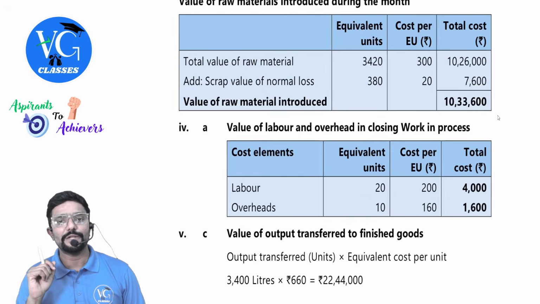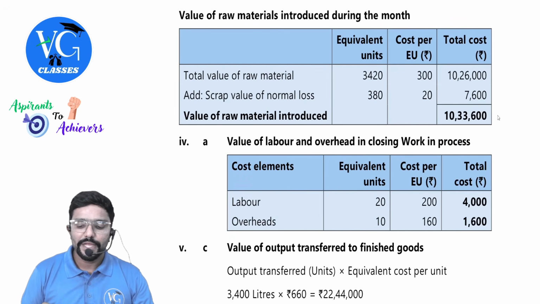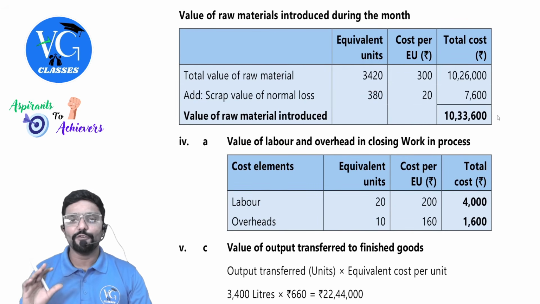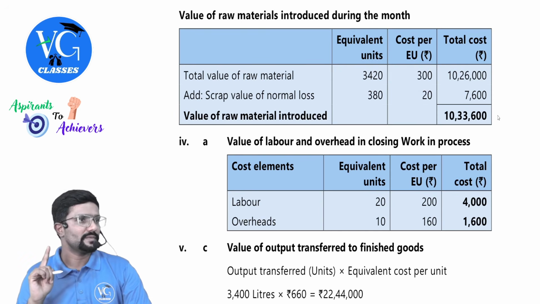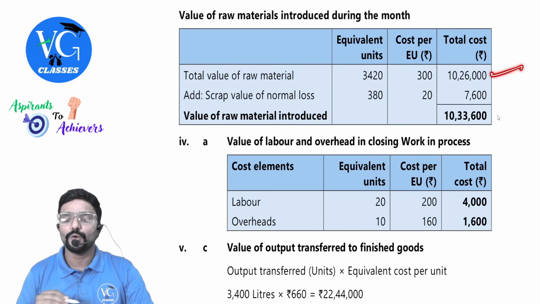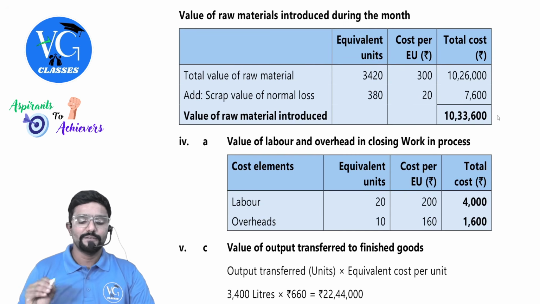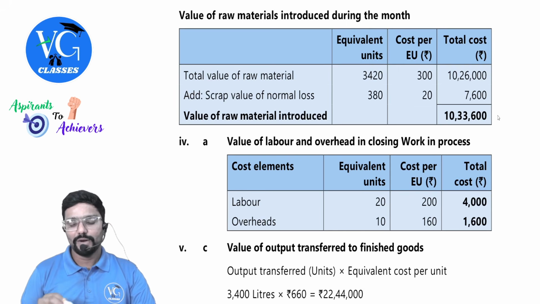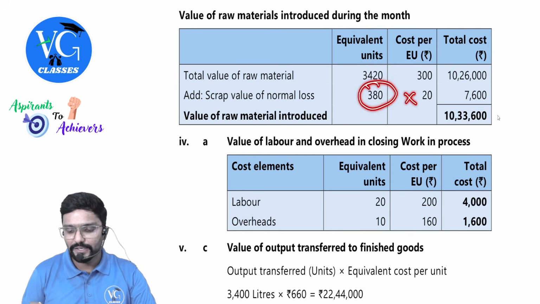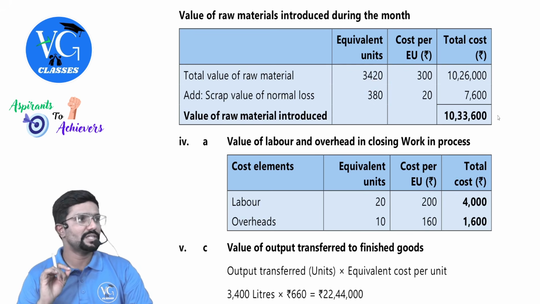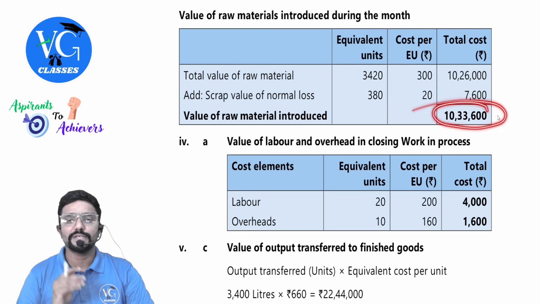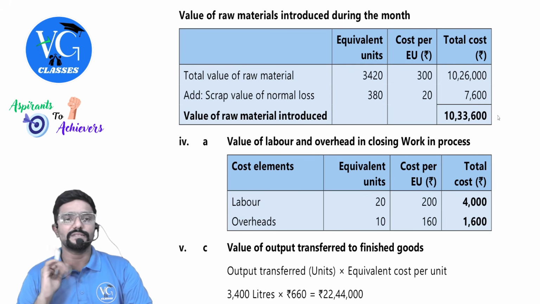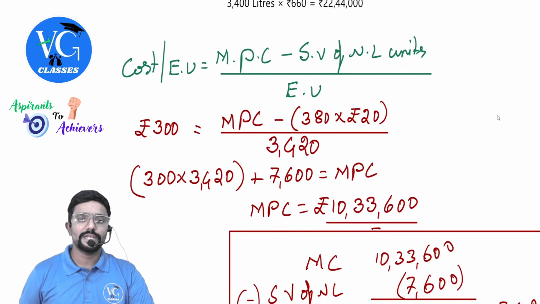Now coming to value, guys. You can see the equivalent units with respect to material is 3,420. And what is the cost per equivalent unit? It is given in the question itself. So the total cost comes to 10,26,000. To that we are adding scrap value. What is the scrap value, sir? 380 units at 20 rupees, which comes to 7,600. So what is the value of material introduced? 10,33,600.